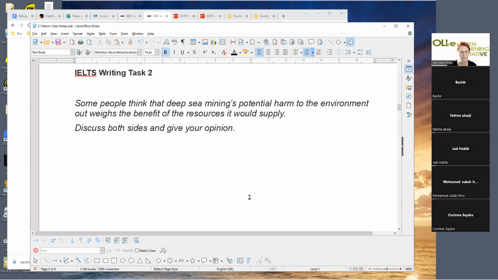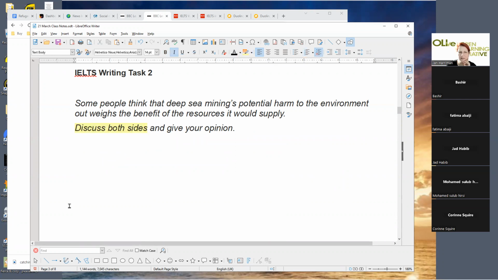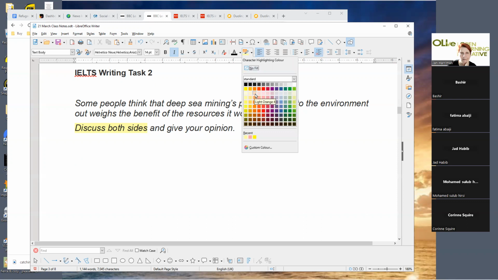There's a lot of different kinds. So this one has "discuss both sides." That's very important. What other things are important in this sentence that tell us what we need to write about? What are the two sides? What are the words that describe the two sides of deep sea mining? Some people think that deep sea mining's potential harm to the environment outweighs the benefit of the resources it would supply. So what are the two things we're going to be talking about in this essay? What are our two sides?